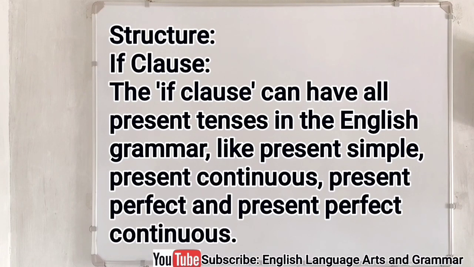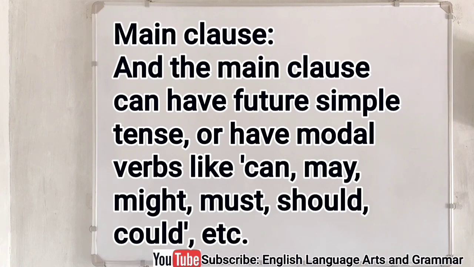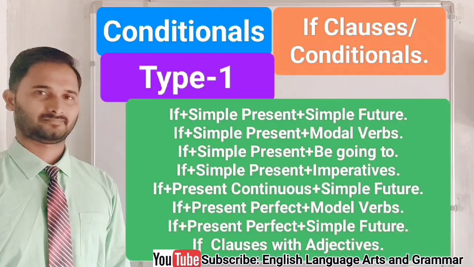Let us learn the structure of type 1 conditional. It has two clauses, the if clause and the main clause. The if clause can have all the present tenses in English grammar, like present simple, present continuous, present perfect, and present perfect continuous. Main clause: the main clause has the future simple tense or modal verbs like can, may, might, must, should, and could, etc.